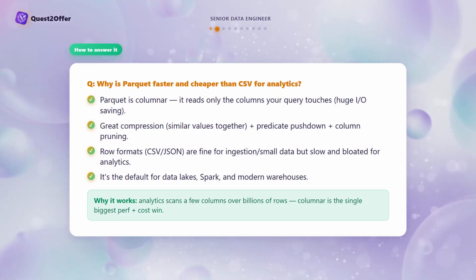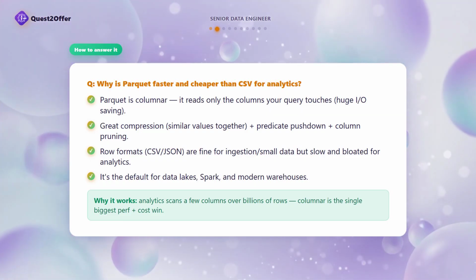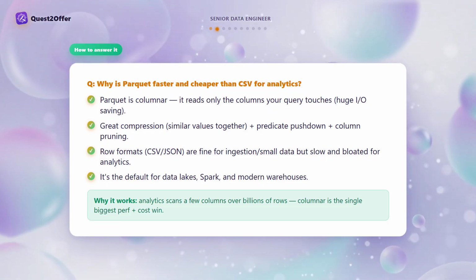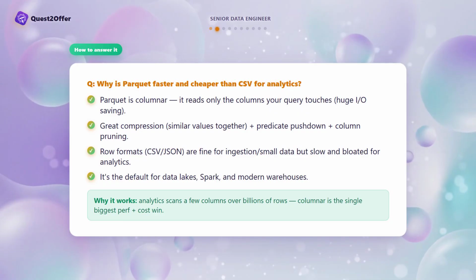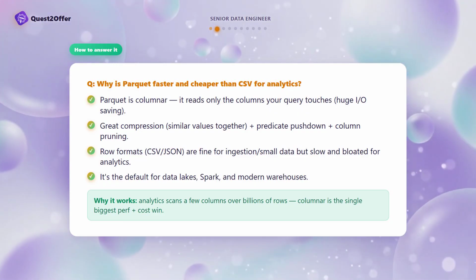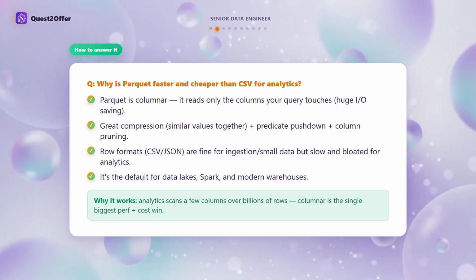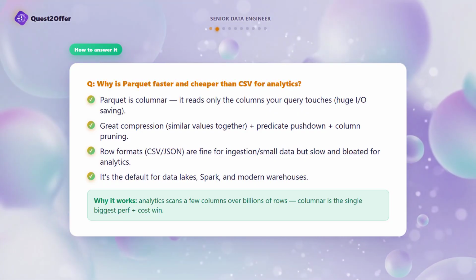Row formats like CSV are fine for ingestion or small data, but slow and bloated for analytics. That's why Parquet is the default for data lakes, Spark, and modern warehouses.